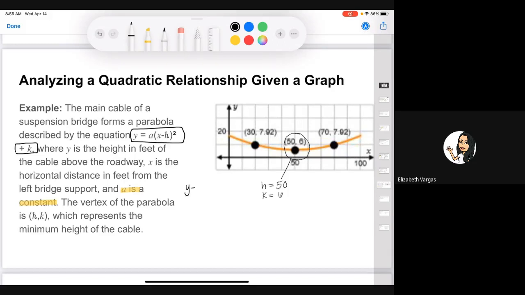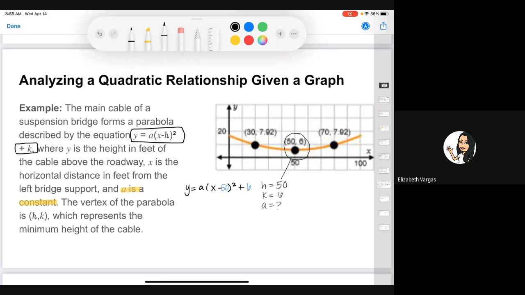So y is equal to a(x − h)² + k. And what this tells us is that our h and k are given. So our h is 50 and our k is 6. What we need to know in order to create a quadratic model, a quadratic equation that represents this situation, is we need to identify our a. And so once again, we're going to have to identify the constant. We're going to have to identify what a is.